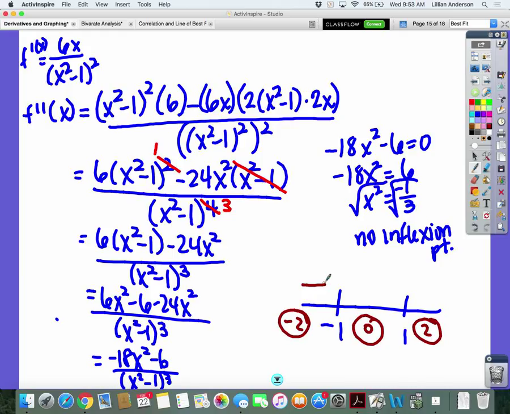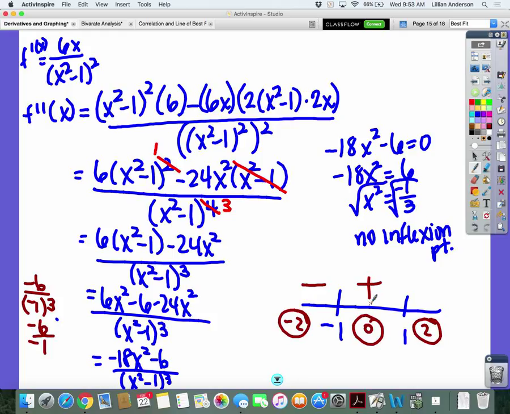Plug in 0. 0 is a little bit easier. When you plug in 0, the first term goes away. You're just left with negative 6 over negative 1 to the 3rd power. Negative 1 to the 3rd power is what? Negative 1. Negative 6 divided by negative 1 is a positive. So we're concave up from negative 1 to positive 1.